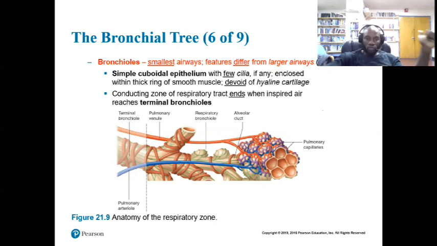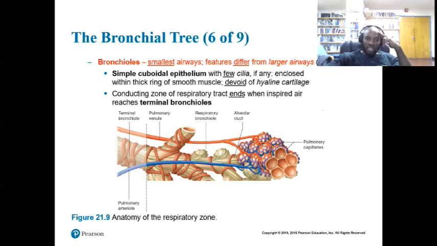They have simple cuboidal. Remember, we were talking about pseudostratified columnar ciliated before. Now we have simple cuboidal, simple meaning one layer, cuboidal epithelium with few cilia, if any, a thick ring of smooth muscle, and no hyaline cartilage at this point. So it's not a structure that is rigid.